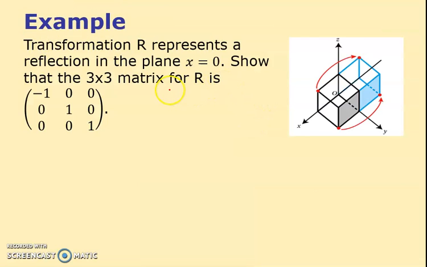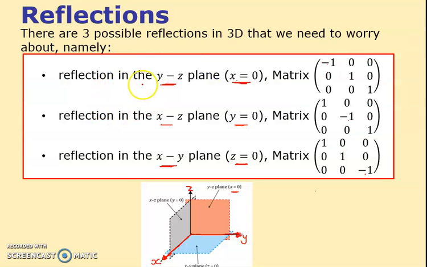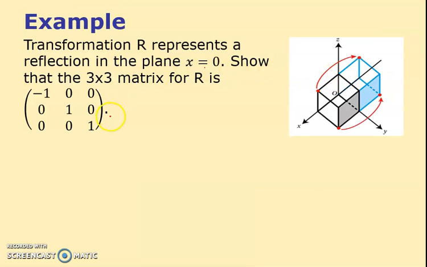This says a transformation R represents a reflection in the plane x is 0. Show that the 3×3 matrix for R is this. Now notice that's what I told you it was. This is x equals 0, so it's in the yz plane, x is 0. I've told you this answer, but this is a proof. This is a show that this is true.